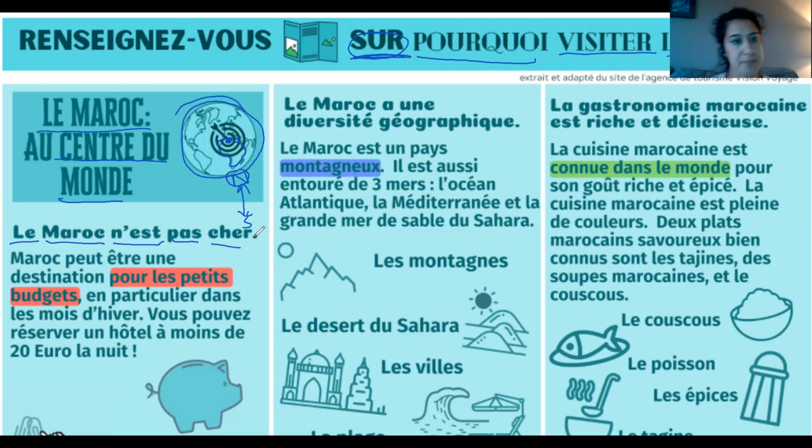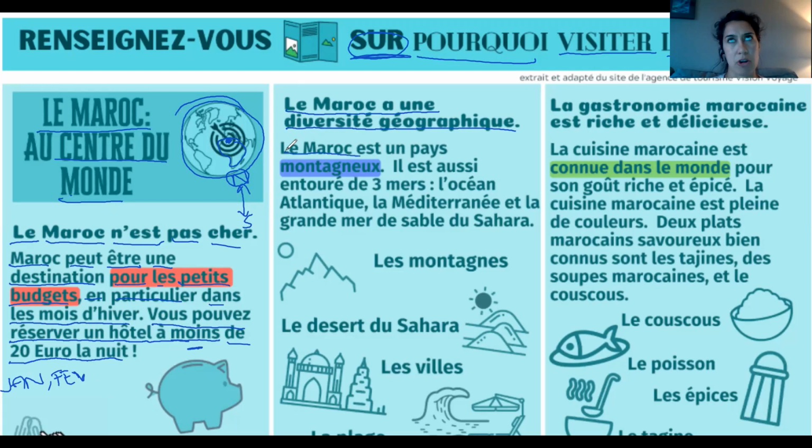Ce n'est pas cher. Maroc peut être une destination pour les petits budgets. En particulier dans les mois d'hiver. Alors, d'hiver, c'est janvier, février. Alors, vous pouvez réserver un hôtel à moins de 20 € la nuit. Wow, c'est pas cher. Le Maroc a une diversité géographique.